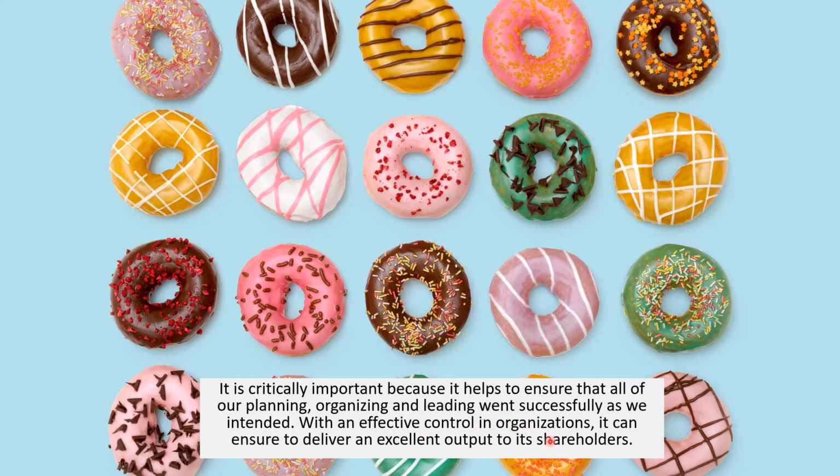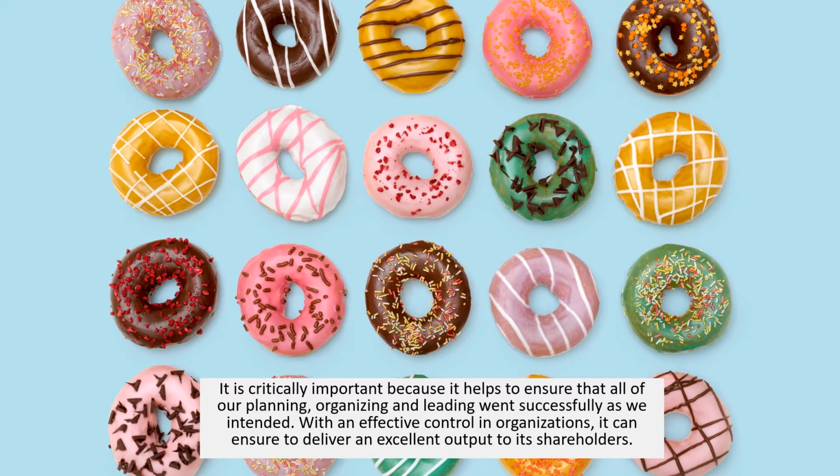and leading went successfully as we intended, because this is the last function of management. We don't want what we have planned, how we organize our resources, and the effort that we give towards our employees in leading and motivating them, to be wasted. That's why we have to do this controlling process. With effective control in organizations, it can ensure an excellent output to its shareholders, because of course we already have the perfect plan that we agreed on.